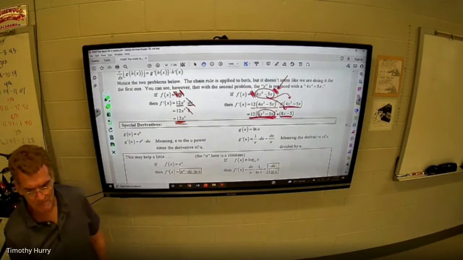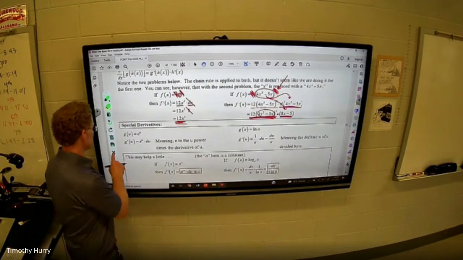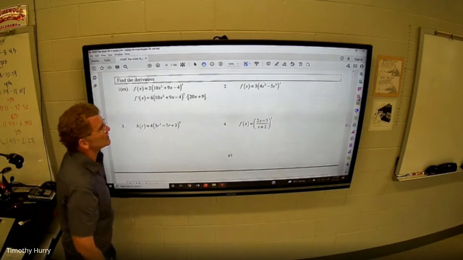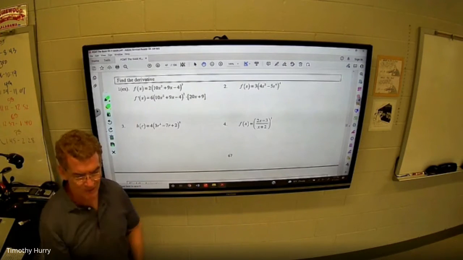You with me so far? All right, let's apply what we know so far to these first couple problems. I already did number 1 there for you. Look at number 2. What do you see right there?